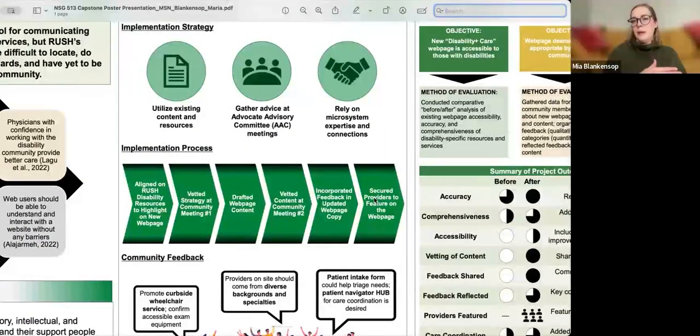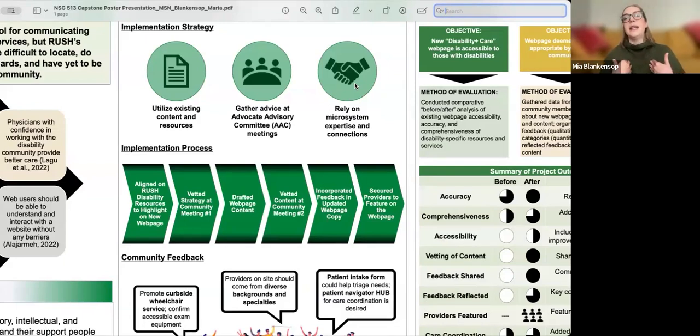We did not want to throw the baby out with the bathwater. We wanted to use this great webpage that was already developed, this accessibility resources and services page, and expand upon it. And as part of that, we really wanted to rely on our microsystem, our group working on this webpage, on their expertise and connections.